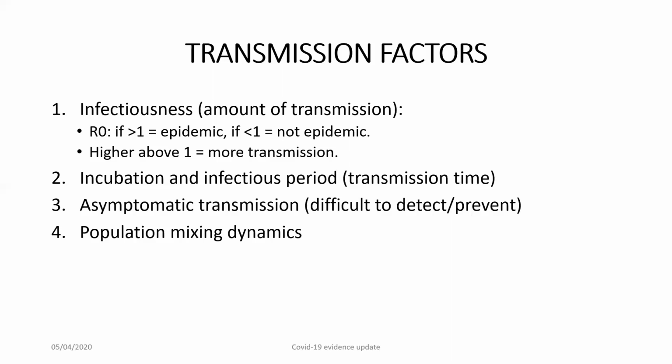The longer someone is infectious during the incubation period, the more difficult it is for an outbreak to be controlled, as identifying people who are transmitting the infection in the absence of symptoms can only be done by testing very large numbers of asymptomatic people. The final factor is population mixing dynamics and how this affects the amount of exposure individuals within a population get to the disease.